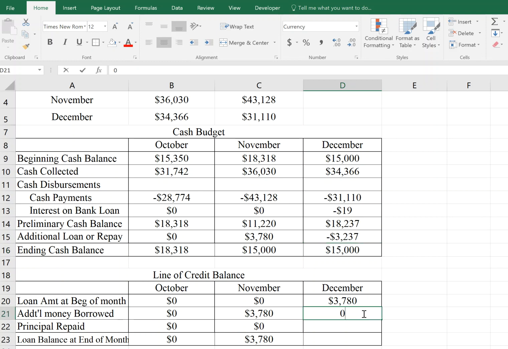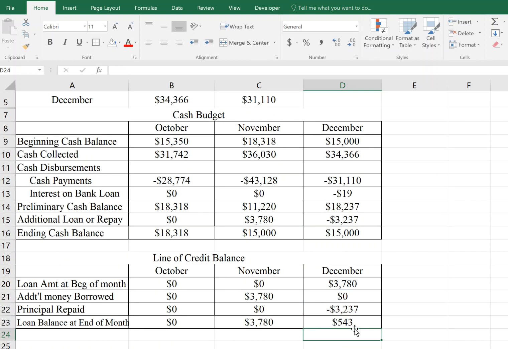So we're not going to borrow any more this month, but I am going to pay back $3,237, which is going to bring my loan balance down from $3,780 to $543. And then we would continue the process over and over again.